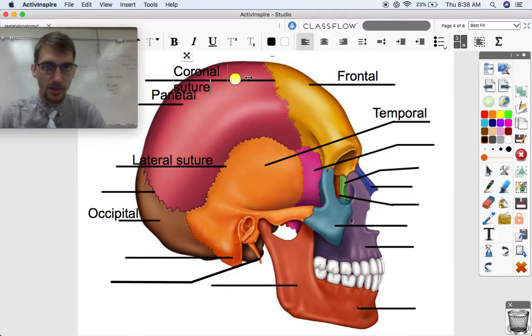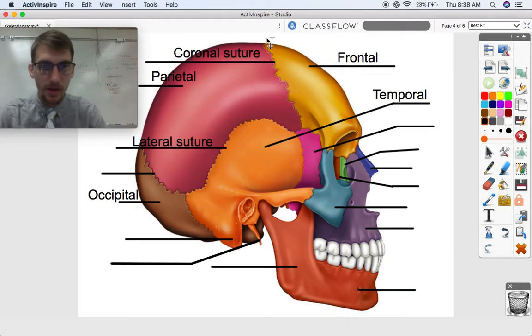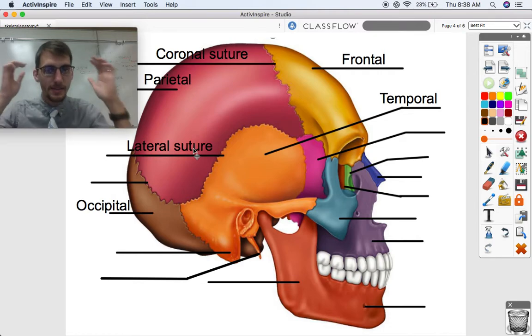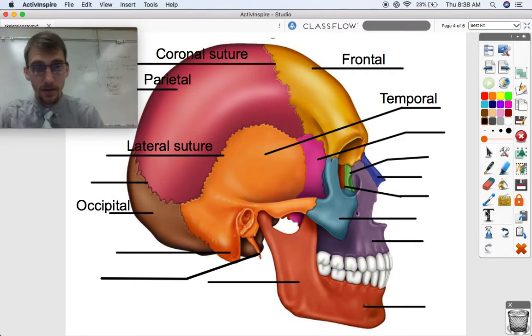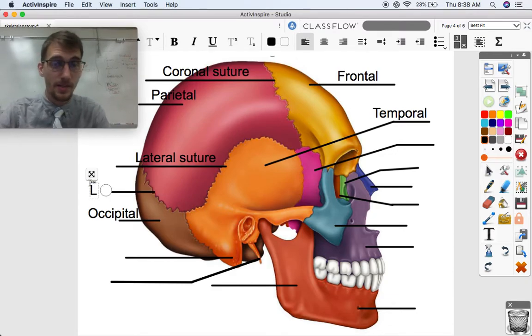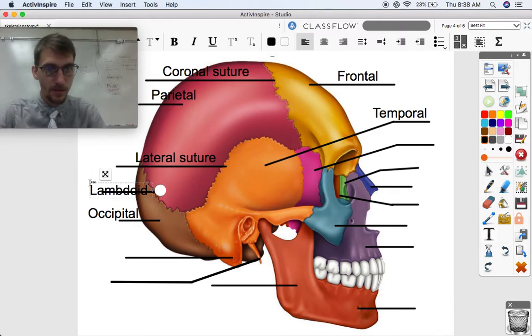Coronal suture, because we need to make sure that we know what those are. There's your coronal suture, your lateral suture. Lateral is referring to the sides. And then this third suture back here, that's kind of separating out the temporal bone, the parietal bone, and the occipital bone. This is called the, get ready for this, lambdoid suture.